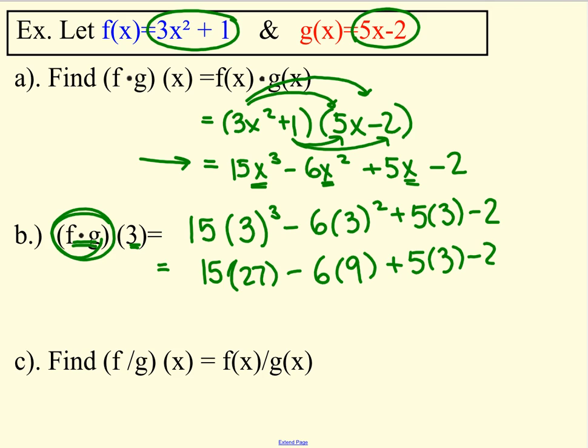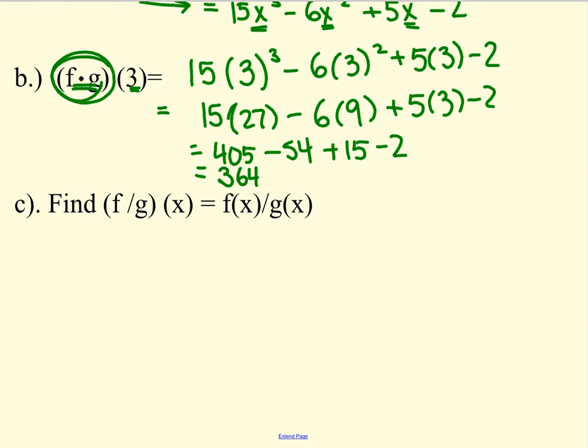Now we'll do our multiplication. So 15 times 27 is 405. 6 times 9 is 54. 5 times 3 is 15, and then subtract 2. So now 405 minus 54 plus 15 minus 2 gives us 364.